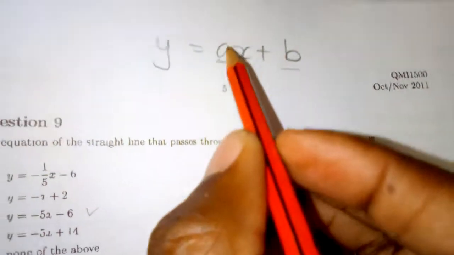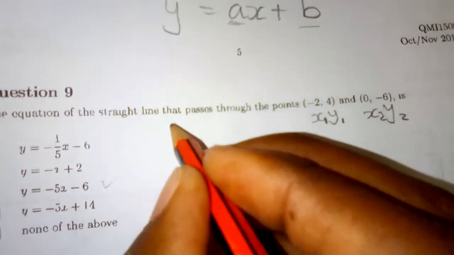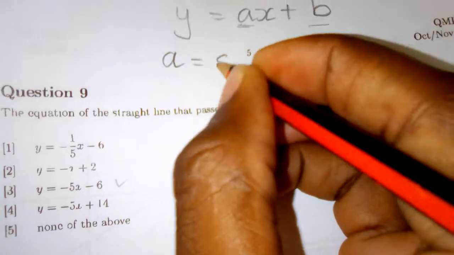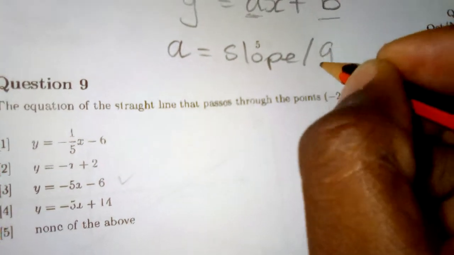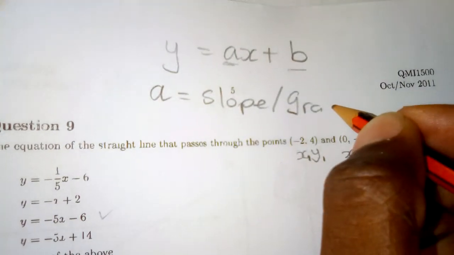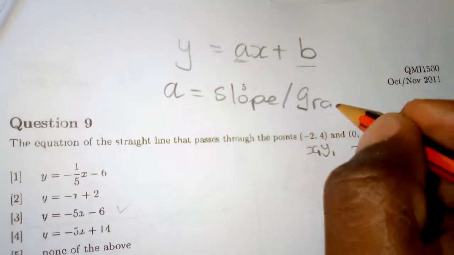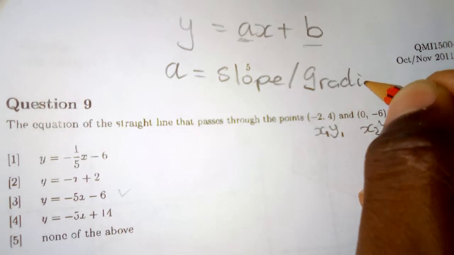So now you will first be asked to calculate for a. So a, we normally call it slope or a gradient. If they ask you to calculate the gradient or the slope of the straight line, they will actually be asking you to calculate a.